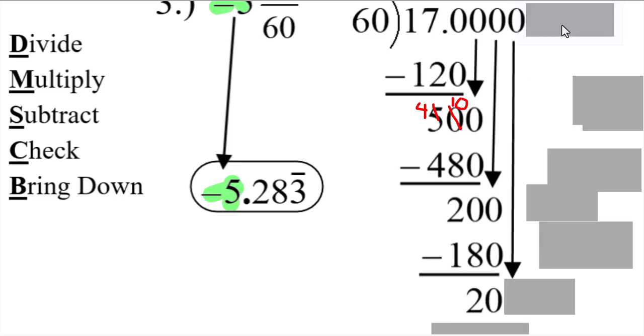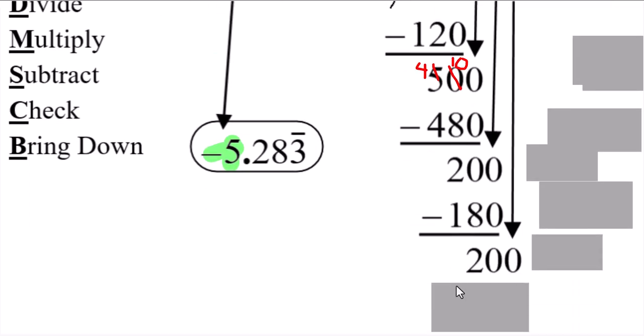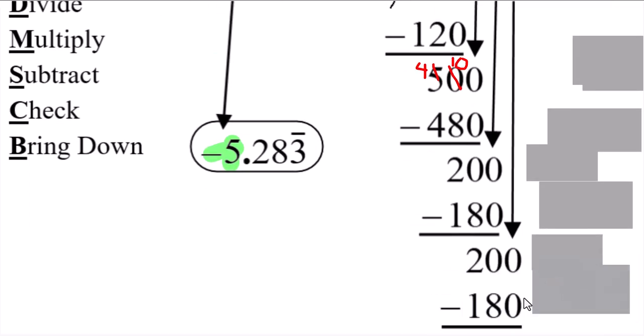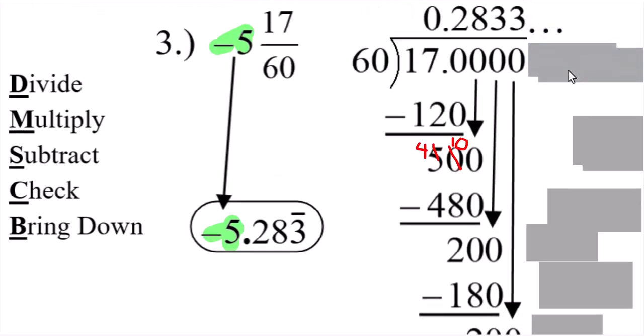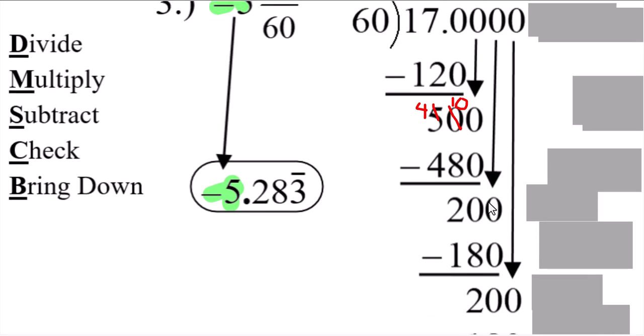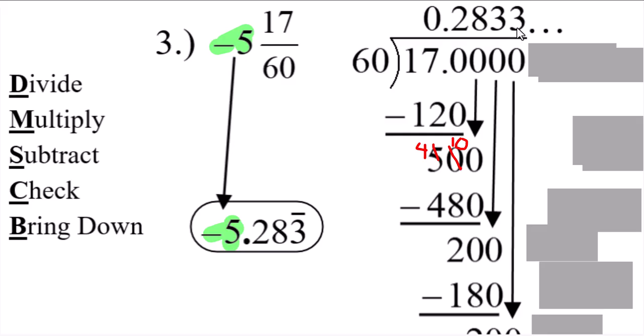If I bring down another 0, 60 goes into 200 3 times. I would just be repeating what I exactly already did, where I would multiply and get 180 again, and then subtract to get 20 again. So this is a repeating pattern. Specifically, I kept getting 200 and 180, 200 and 180, and that came from a repeating 3. So notice when I write my final answer, bring that -5 in front on the left, 0.283, and since the 3 repeated, I put a repeating bar.